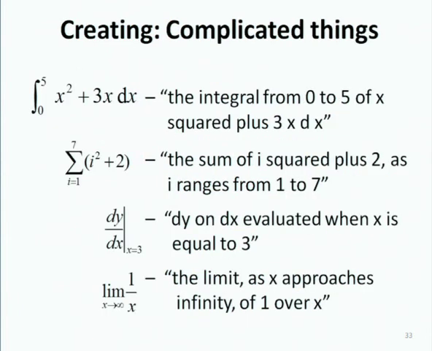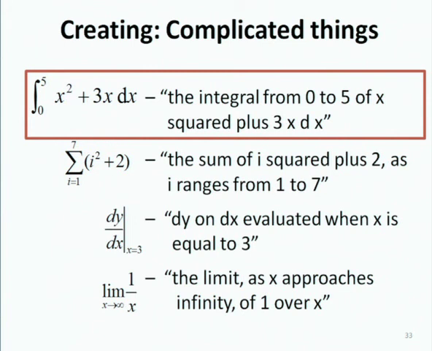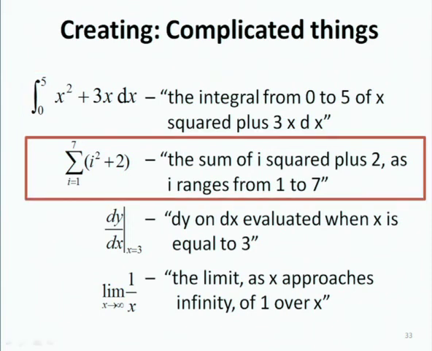And these are more complicated stuff. This is read aloud as the integral from 0 to 5 of x squared plus 3x dx. This is read aloud as the sum of i squared plus 2 as i ranges from 1 to 7. If you need to use that, someone will explain to you what it means. And if that's confusing to you, you can come and visit the Maths Learning Centre and we'll help you out.